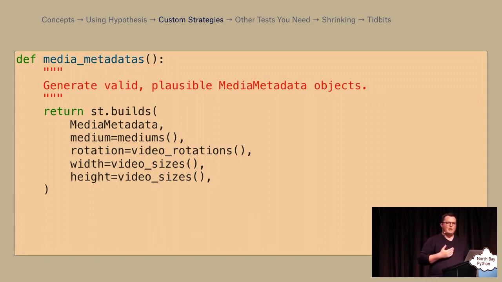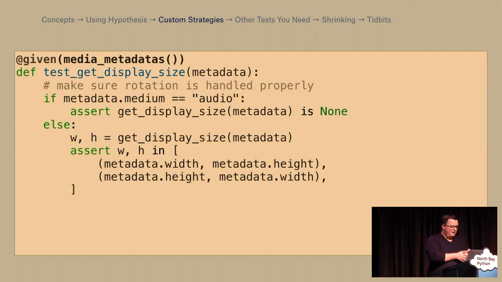And every time we produce a value with this strategy, what it actually will output is the result of that callable called on the arguments pulled from those other strategies. So it's a little bit hard to see, but basically every time we pull from this strategy, we're going to get back a media metadata object given this medium, rotation, and width and height. We modify the test case slightly, so now it only takes one argument rather than 4. And we have to use attribute access rather than directly accessing the variables, but it's basically a pretty straightforward transformation.